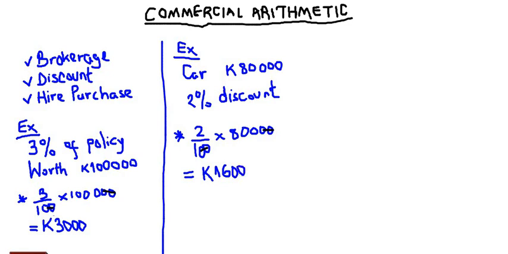1,600. So what the customer will pay for the car will be the actual price of 80,000 less the discount, because a discount is a deduction on the actual price, whether it is negotiated or it is offered as part of product promotion.